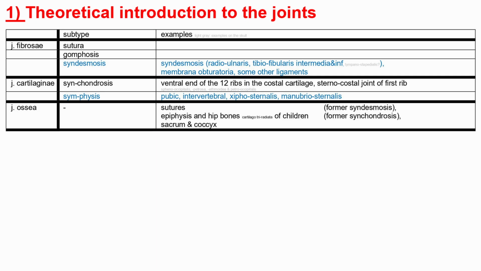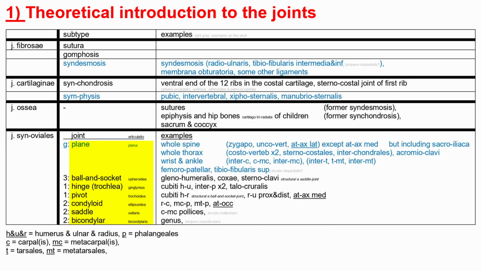Examples of synostosis are sutures, former fibrous joints that ossify when getting older, epiphysis of joints and hip bones, former hyaline cartilage joints that ossify when you become an adult, as well as os sacrum and os coccygeus. The subdivisions are ossified before birth. The synovial joints can be divided into 7 functional subtypes according to their shape. The number next to the subtypes indicates whether the movement of a subtype is mono, bi, or multiaxial. The G stands for gliding movements.